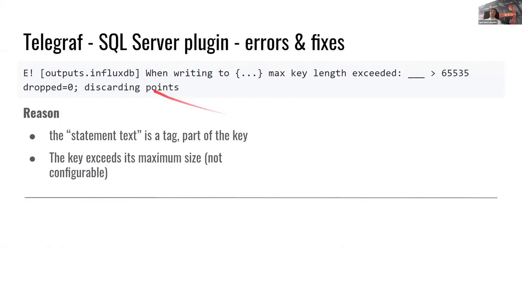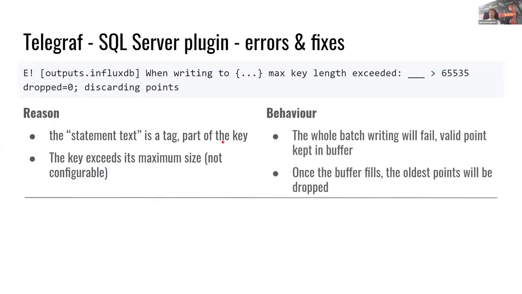So the first one is about the InfluxDB max key length exceeded when writing the points. The reason is that in a query, which is the SQL request query, there is the statement text. So the actual query you're running, the text of the query, which can be huge. This data is saved as a tag. This is a type of column in InfluxDB, which is part of the key, and the key has a limit. So if this string is too big, the key will exceed its maximum limit.